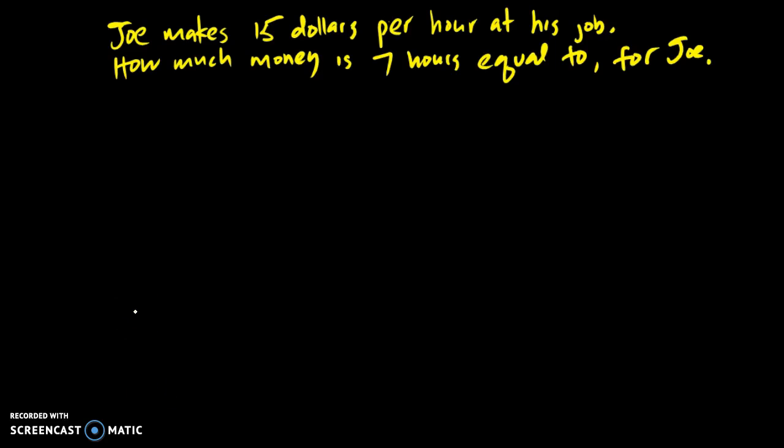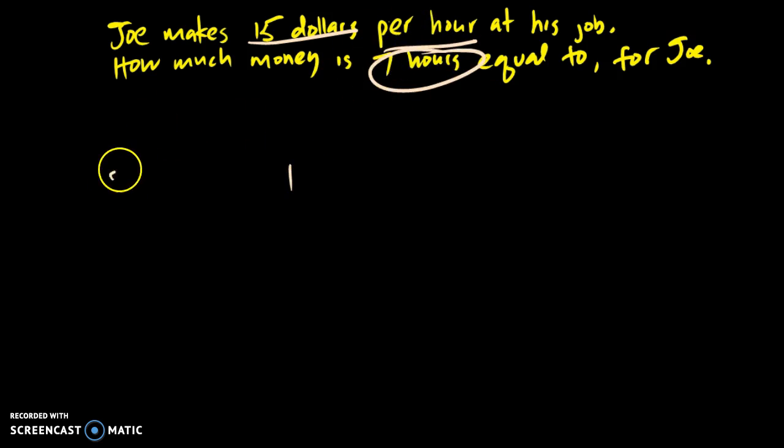Here's some unit conversion examples. Suppose Joe makes $15 per hour at his job. How much money is 7 hours equal to for Joe? Well, if we do this with conversion factors, there's a relationship between $15 and the time. Per hour means per 1 hour. So we want to start with 7 hours.